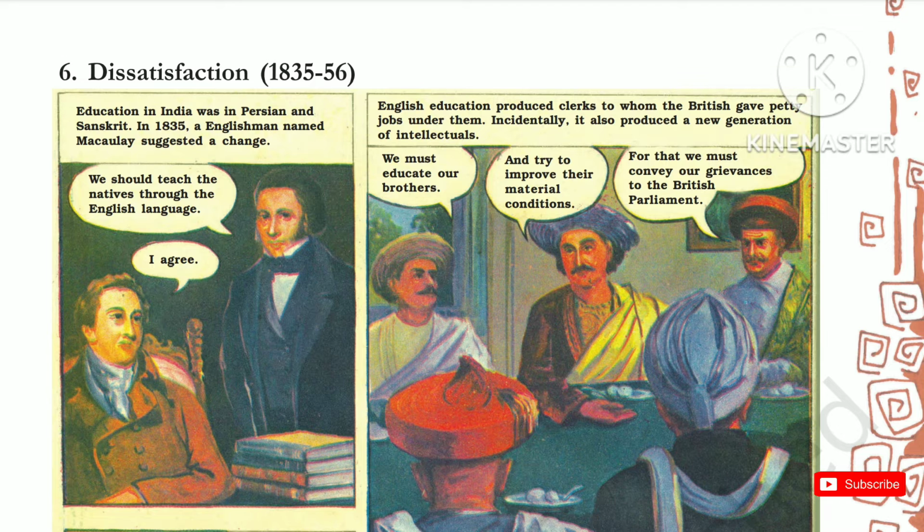6. Dissatisfaction, 1835-56. Education in India was in Persian and Sanskrit. In 1835, an Englishman named Macaulay suggested a change.